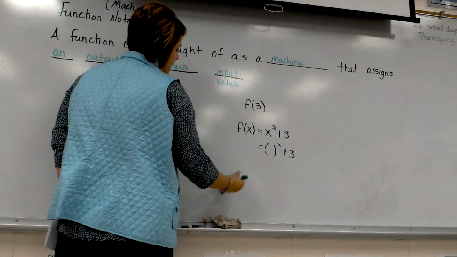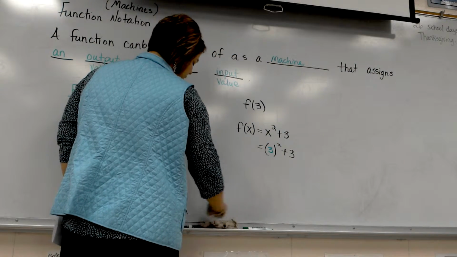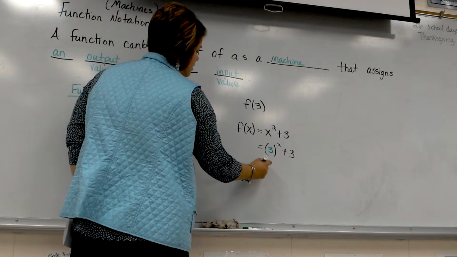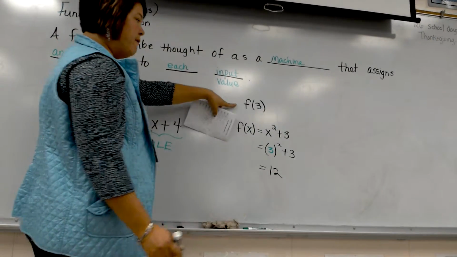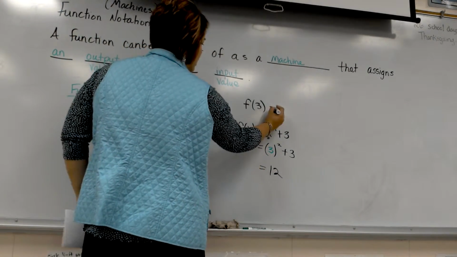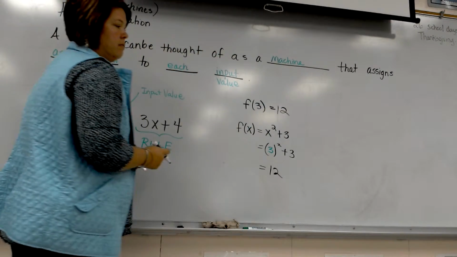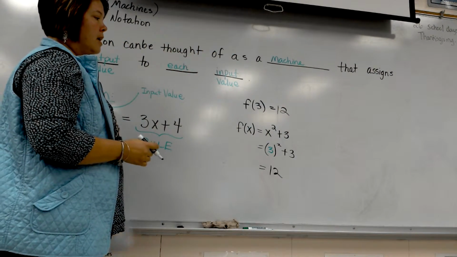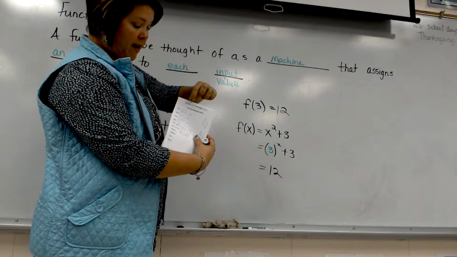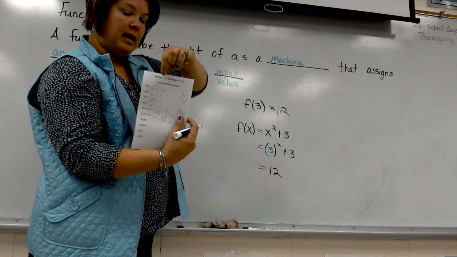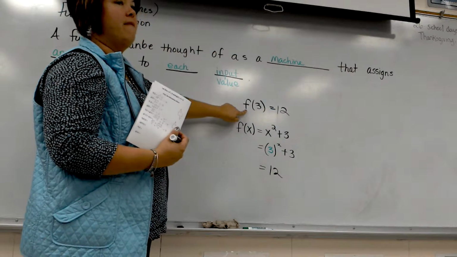They gave me that. Now I'm going to simplify, and I'm going to get 12. So f of 3 is equal to 12. Okay? And again, I want to emphasize, the reason I knew to use this f of x, we can see it at the top, is because it has an f in it.